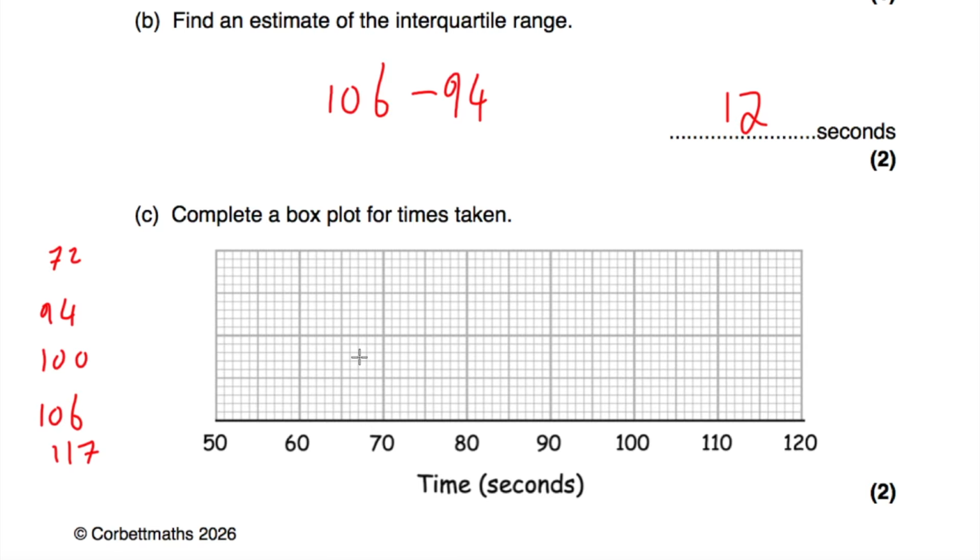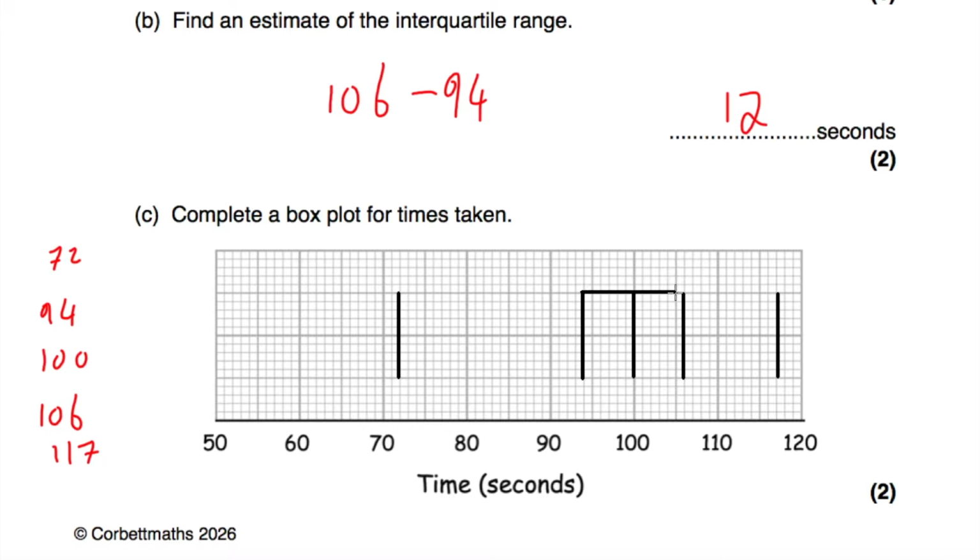So 72. Our scale is each one of the little boxes is worth 1, and just make sure that this scale is the same as the one above, and it is. So if we go from here down to there, that's the lowest value, it's 72. Then 94, well, that's going to be 95, so 94 is there. 100 is there. 106 is there, and 117 will be there. So we've drawn our 5 vertical lines.